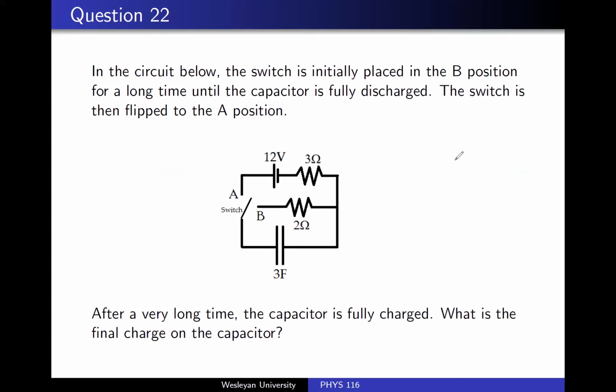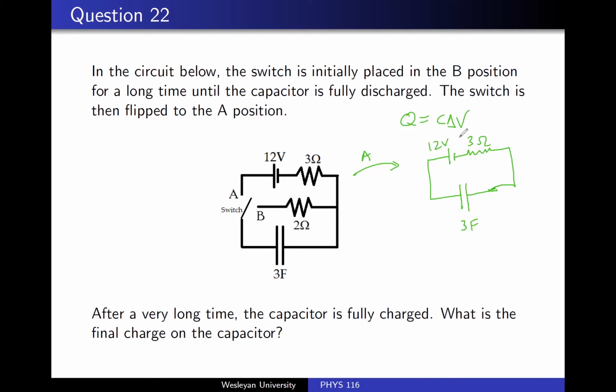All right, now the question is, after a very long time, the capacitor is fully charged. What is the final charge on the capacitor? Well, we know that Q is equal to C delta V. First, let me again draw what the circuit is with the switch in position A. So we have the battery, we have the capacitor, we have the resistor. So this is what the circuit looks like for the charging of the capacitor.